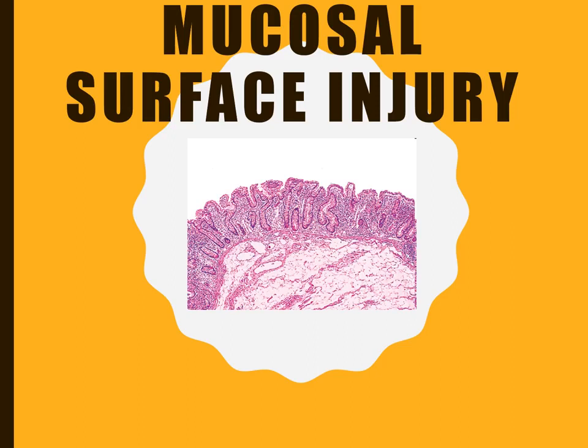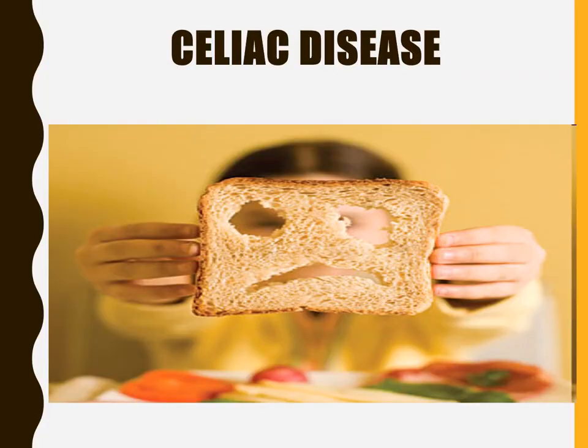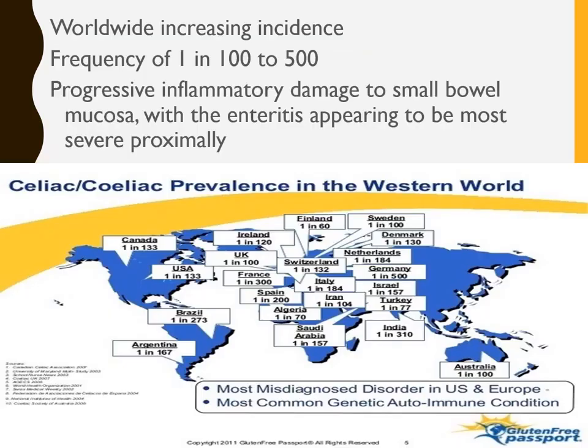Let's talk about mucosal surface injuries as a cause for malabsorption. The classical disease is celiac disease. Celiac disease is a progressive inflammatory damage to the small bowel mucosa, which is an autoimmune phenomenon, with enteritis appearing to be most severe proximally. So the duodenum is affected more than the jejunum, and more than the ileum, and even the terminal ileum is spared in those patients.